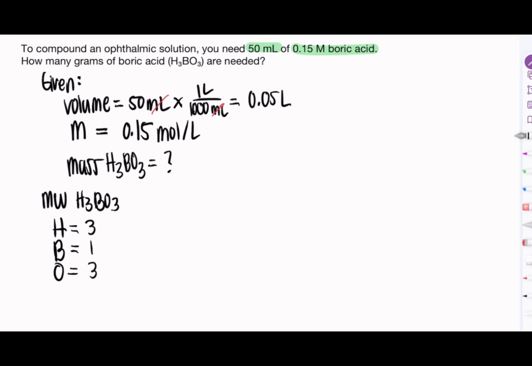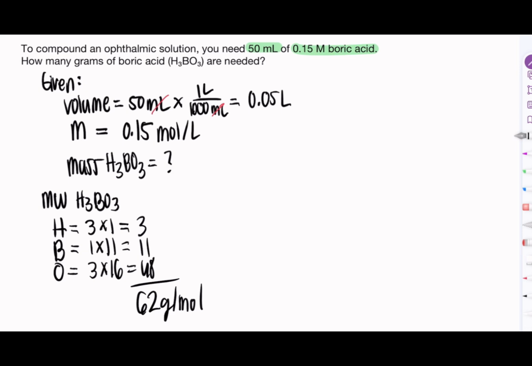So hydrogen's mass is 1, boron's is 11, and then oxygen's is 16. 3 times 1 is 3, 1 times 11 is 11, 3 times 16 is 48, right? Let me check. Yes, 48. So 3 plus 11 is 14, 14 plus 48 is 62. So 62 grams per mole.